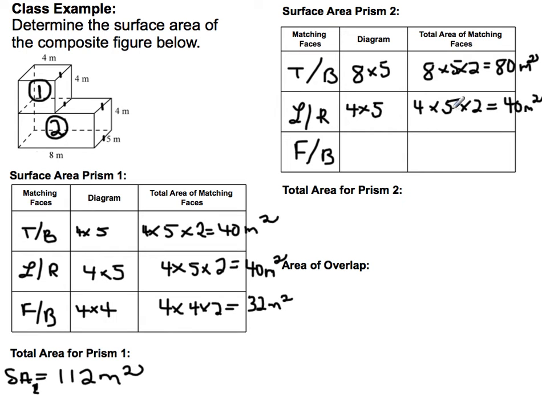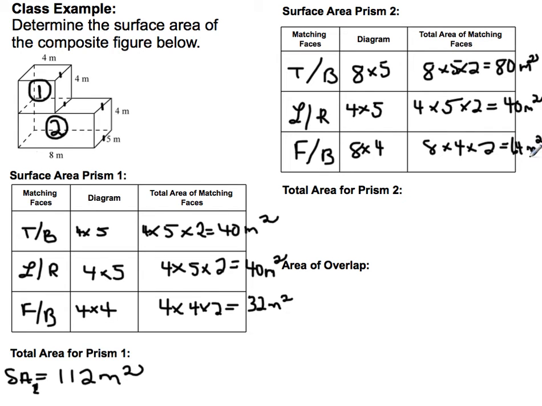Okay, 4 times 5 is 20, times 2 is 40. And then let's talk about the front and the back. Sorry about that. So I have 8 by 4. That's my front. It's 8 by 4 because this dimension and that dimension are the same. So 8 by 4. So I go 8 times 4, which is 32, times 2, which is 64 meters squared.